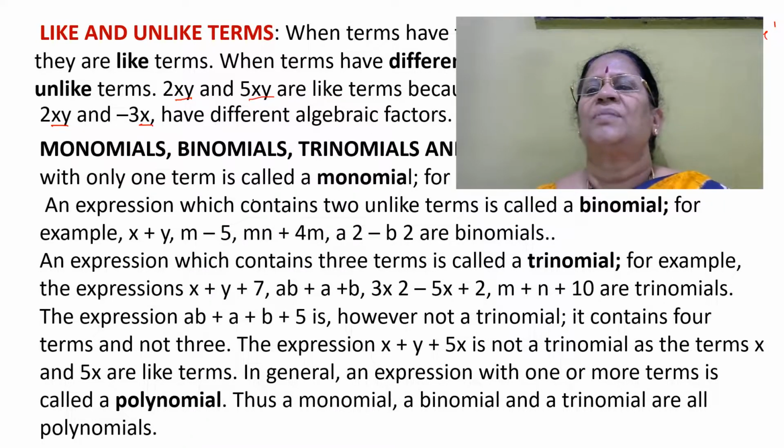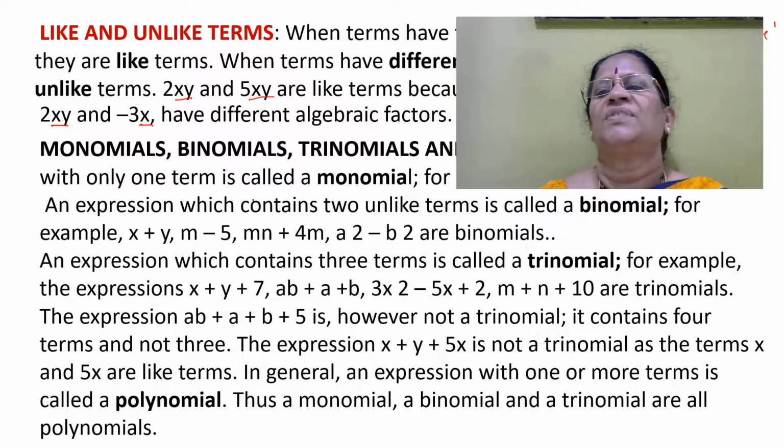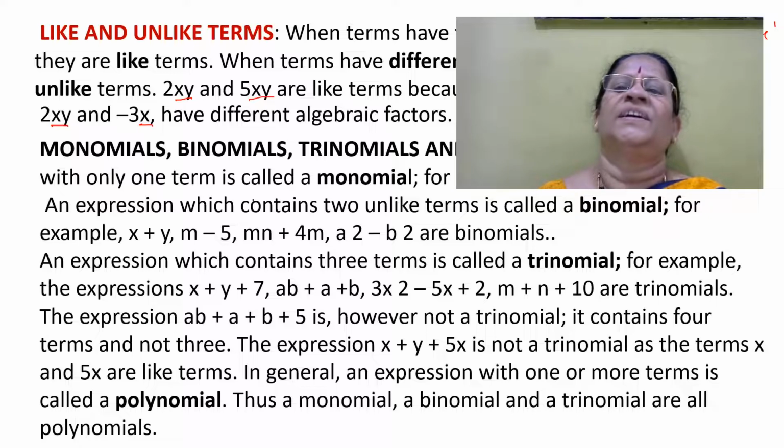And unlike terms, say for example, 2x and 3x square, they are unlike terms. These are unlike terms because, even though the variable is the same, their exponents are different. Similarly, minus 8p, then 8q, they are said to be unlike terms because the variables are different.